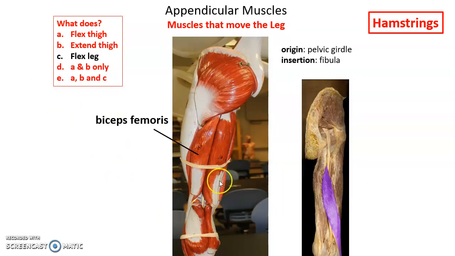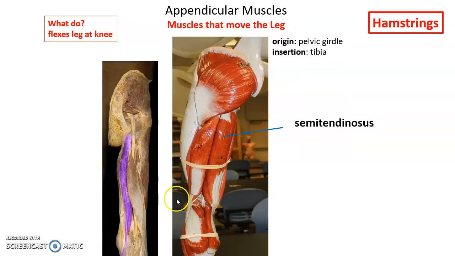Biceps femoris is one of the hamstrings. It is in the posterior compartment, and its origin is the pelvic girdle, inserts into the fibula, and helps to flex the leg. So it helps to flex at the knee joint. We have semitendinosus, another muscle in the posterior compartment. Its origin is the pelvic girdle, inserts into the tibia, and it also flexes the leg at the knee. So it bends the knee.